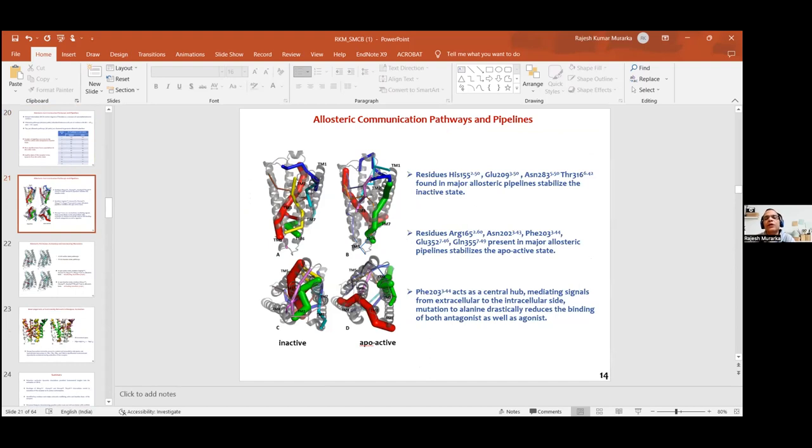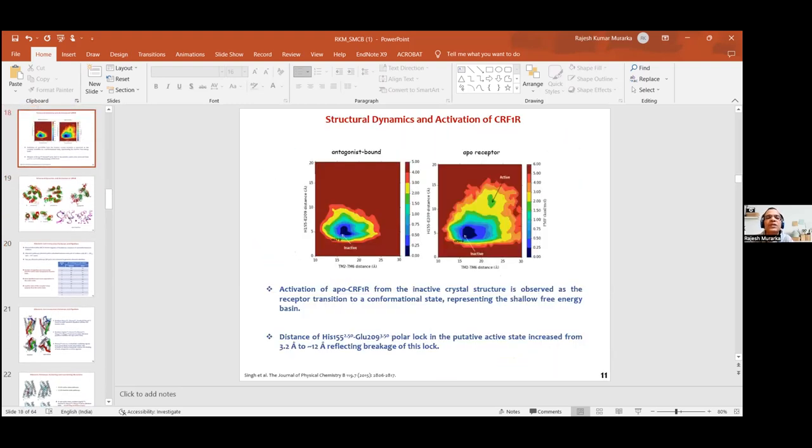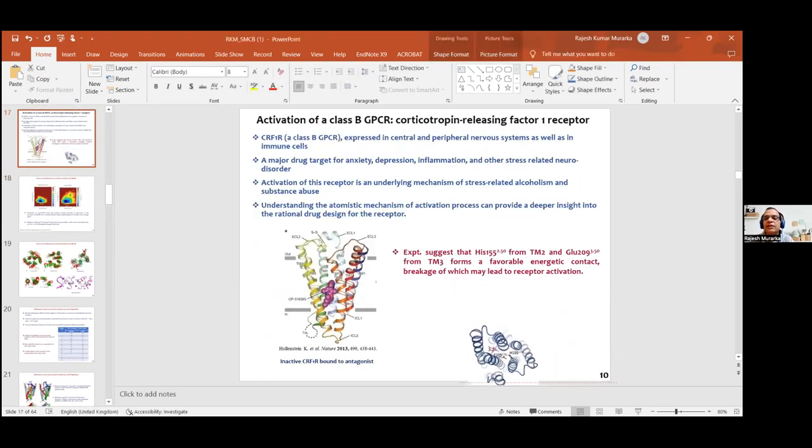Exactly, in the summary. So what I said is that, in mutagenesis studies people have done, they found that these conserved residues, if you see histidine 155 or glutamate 209, right? If you go back, this is the same residue here. This is the same residue here, right? So these are the conserved residues across all class B GPCRs.